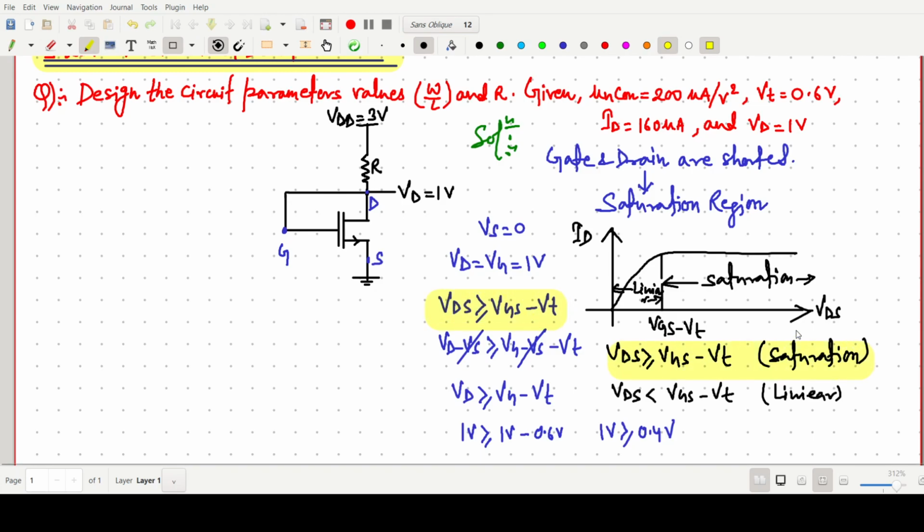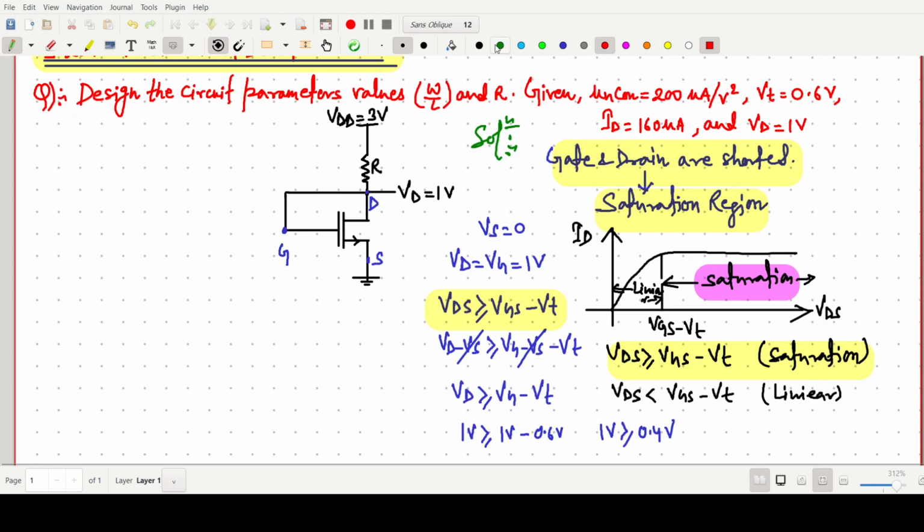So when gate and drain are shorted, it is always in the saturation region. That we have to remember, or you just practice like this. So this is in the saturation region, and we can prove it like that. Now we apply the drain current equation in the saturation region, and from there we can find the value of W by L.